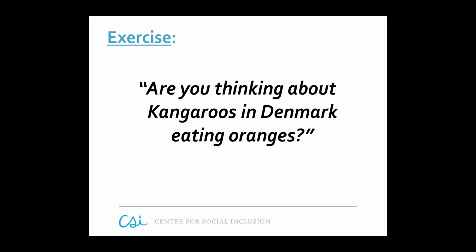Well, whenever we do this exercise with workshop participants, it's really hard to get a sense, with folks over the phone and the computer, of what you all derived. But almost every time, we find the majority of participants are thinking about kangaroos in Denmark eating oranges. And this sort of shows how our brains are oftentimes wired subconsciously due to structures and what those structures mean.